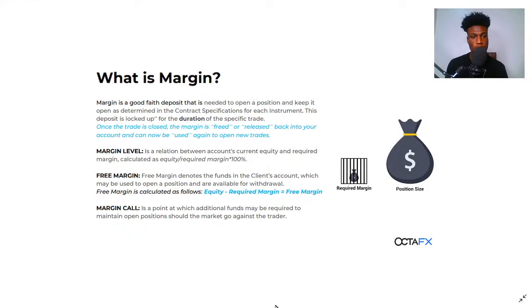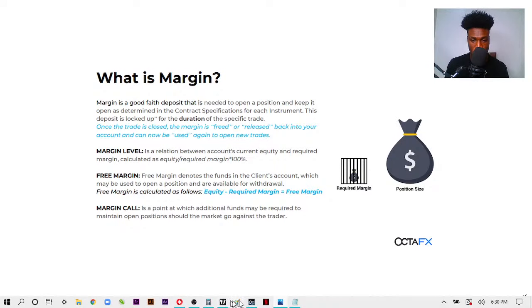We're going to look at free margin. Free margin denotes the funds in the client's account which may be used to open a position and are available for withdrawal. Free margin is calculated as equity subtracted by required margin, and then you get your free margin.